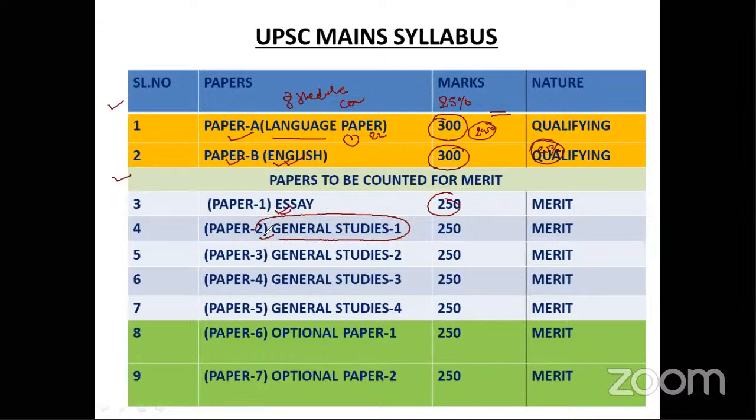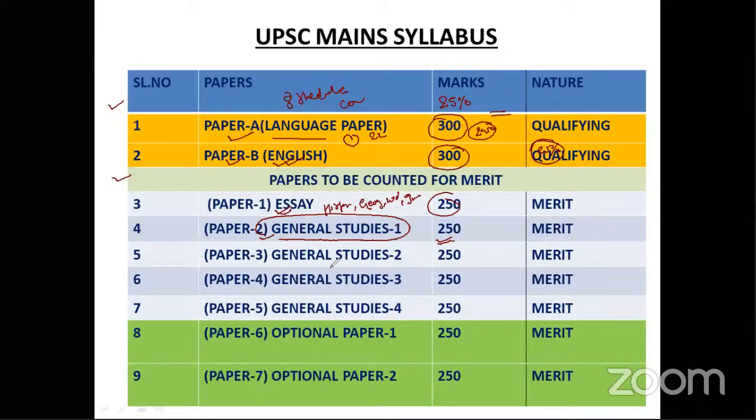You know the syllabus of GS paper 1 includes your history, geography, world history (history includes Indian and world history both), and then your Indian society. So four important subjects will be a part of GS paper 1, and this paper will be for 250 marks, and whatever marks you get will be added.